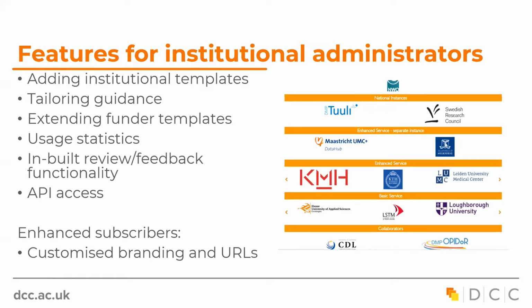And institutions with enhanced customization also have APIs. I'll tell you in a minute what those are about. Enhanced subscribers also get customized branding and URLs. So they can get the tool and apply institutional colors, add a header, a banner with more contact details, their own logos, and of course register a URL based on their own institutional URL.